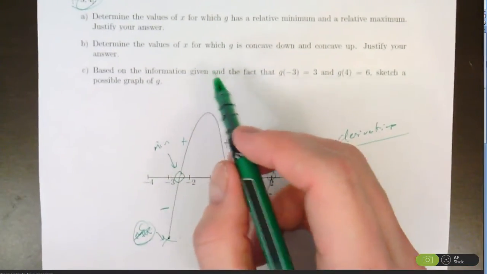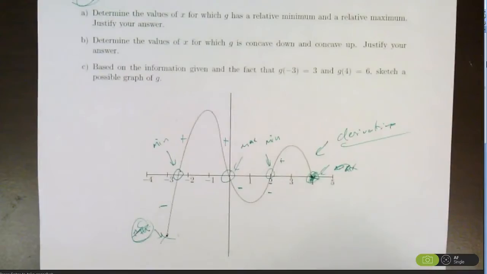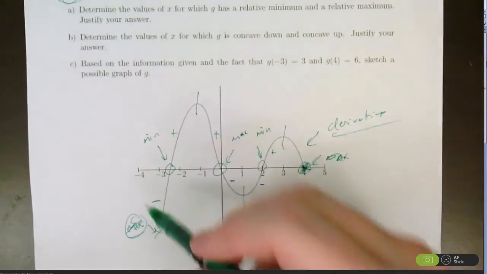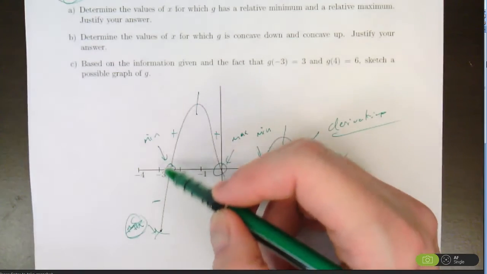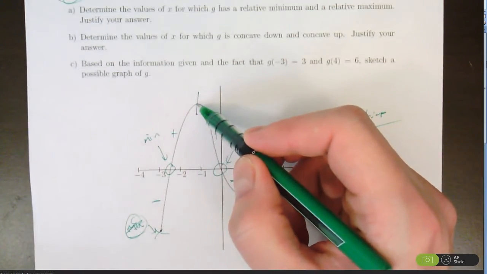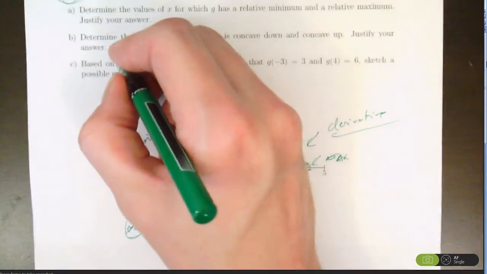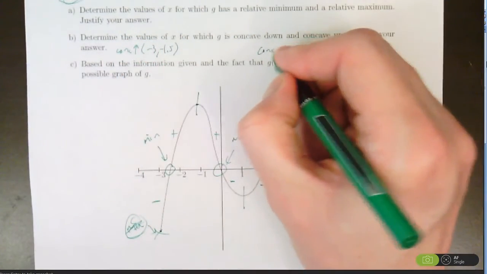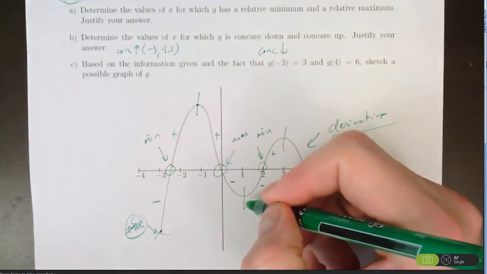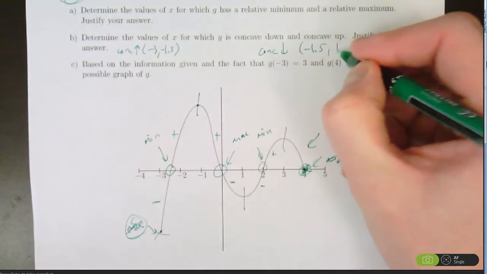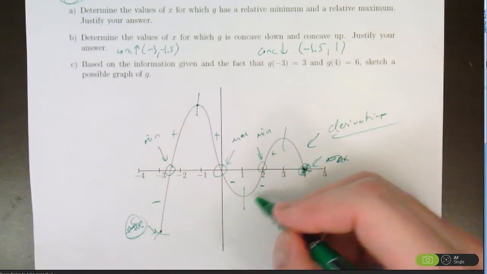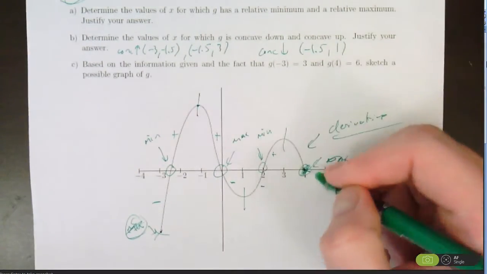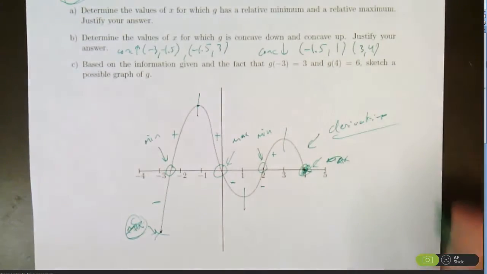B, determine the values of x which is concave down and concave up, justify your answer. Well, if I want to look at concavity, what I'm looking for is in the first derivative, where is it increasing and decreasing? Well, it's increasing from -3 to this point here, which looks like -1.5. So it's concave up from -3 to -1.5. Concave down from -1.5 to 1. And then it's concave up from 1 to 3. And then it goes down again from 3 to 4. Okay.